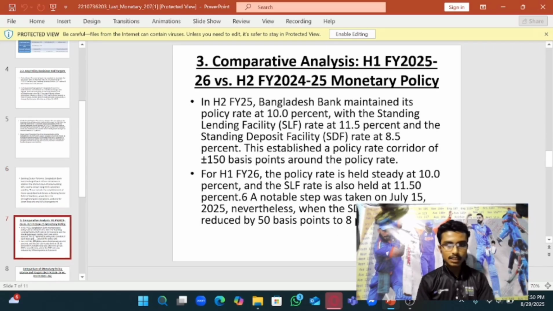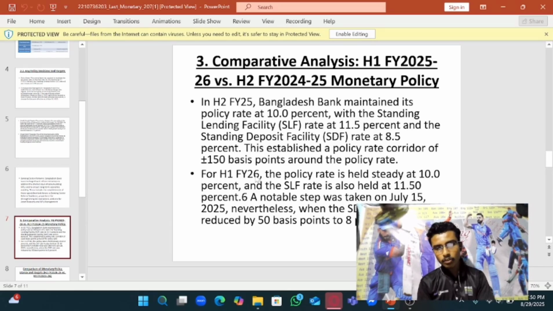Okay, next slide is the comparative analysis, fiscal year 25 versus 24-25. First of all, here is fiscal year 25. Bangladesh Bank maintained its policy rate at 10%, with the standing lending facility rate at 11.5% and the standing deposit facility rate at 8.5%. That means it's a totally established position now. Okay, next, moving on to 26.